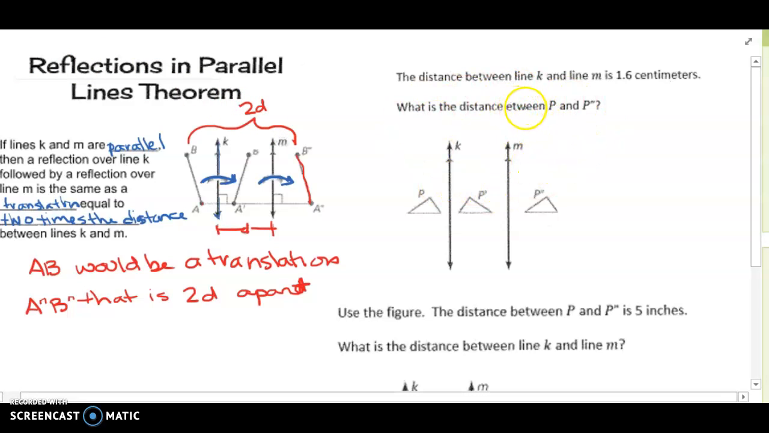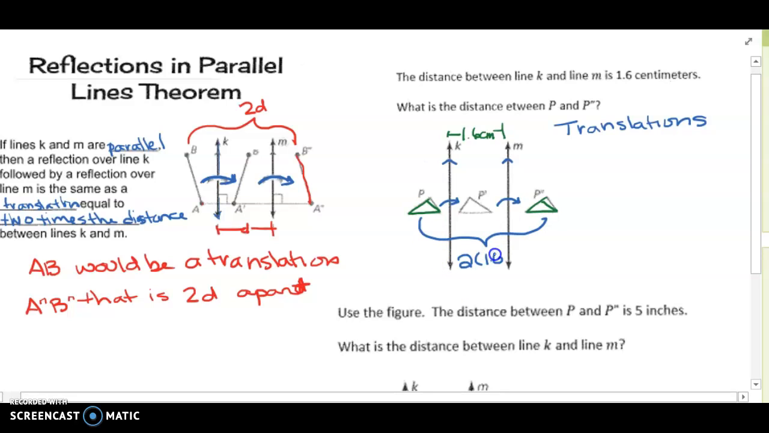All right, so let's look at the first example. If you open that flap up, this one would be on the left. It says the distance between line K and M is 1.6 centimeters. What is the distance from P, this figure, to P double prime? We're going to reflect it over K, and then reflect it again over M, and these two lines tell us that these are parallel lines. So we go back to this theorem. We know that if we do that, then from P to P double prime is just a translation. It's the same as shifting it over. Now, if this is 1.6, this here is double that, so 2 times 1.6 is 3.2. So I'm going to say a translation of 3.2 centimeters, and that would be my answer.